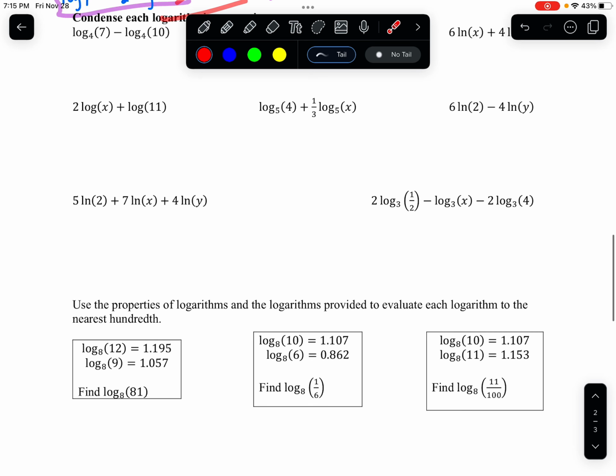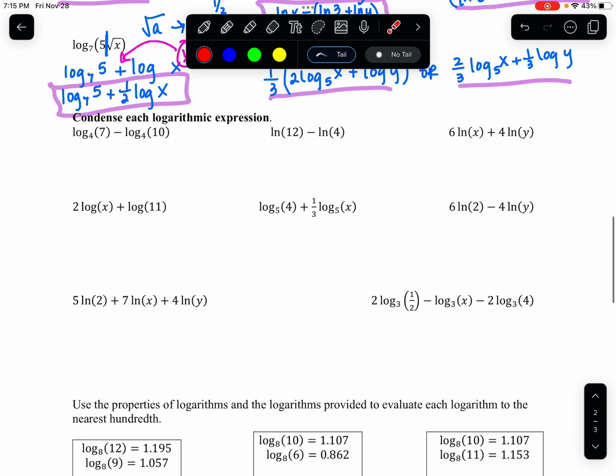Okay. Now let's talk about condensing. And this is often what we do when we have to solve, which you'll do when I get back, is that we have to condense. We have to make it so that it's one log.